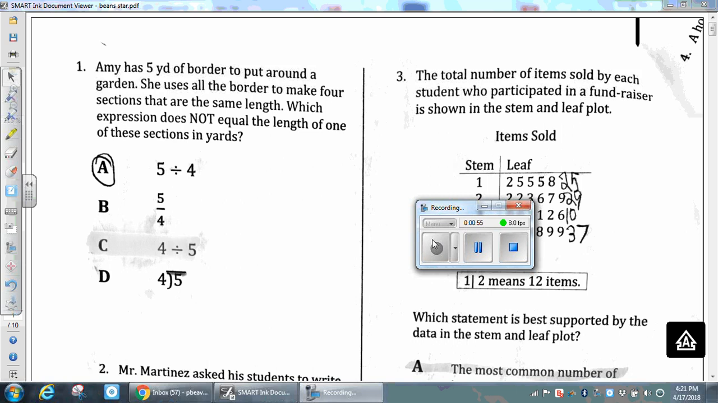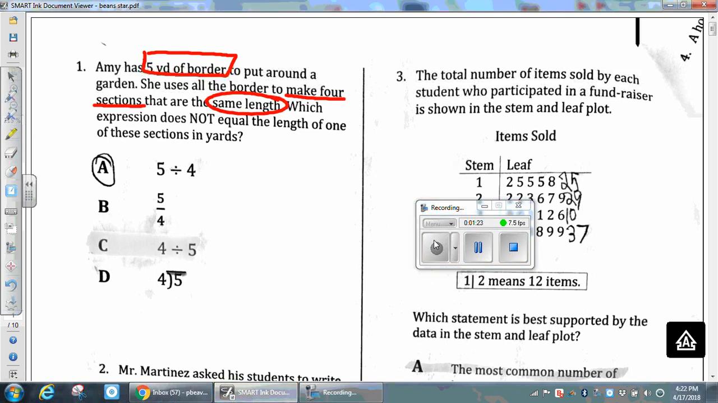Amy has 5 yards of border to put around a garden. A good quantitative analysis will tell you that you should acknowledge at least all the quantities, whether you need them or not. So for example, we have 5 yards of border to put around a garden, and she uses all the border to make 4 sections that are the same length. That is also very relevant, so of course, that is important. Which expression does not equal the length of one of the sections in yards?